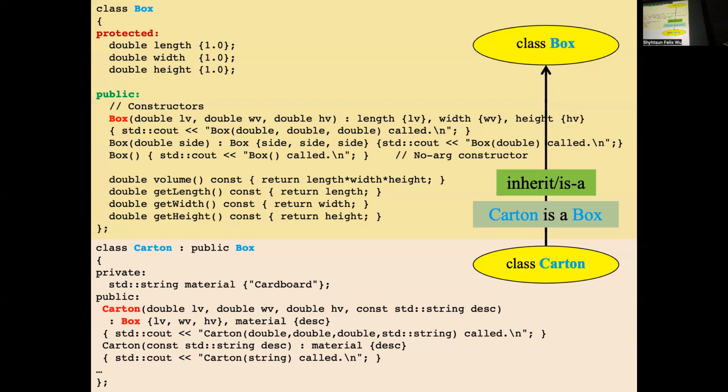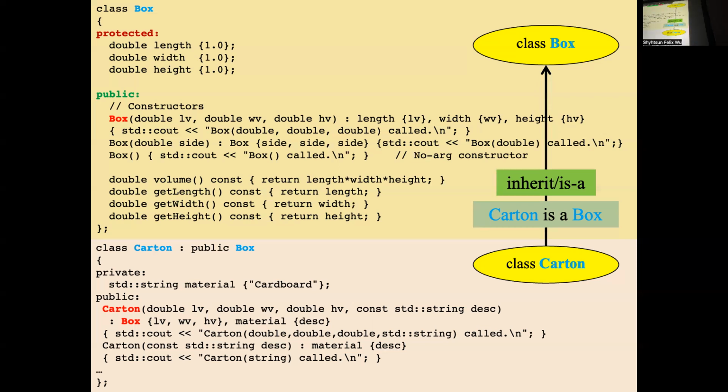In this case, we have two classes. One is called Box, one is called Carton. This is an example from your textbook in chapter 13. Essentially, I designed a class called Box, and I want to introduce a newer concept, a special kind of box called Carton. That's why I'm using an inheritance relationship. So let me show you the syntax. The syntax is actually fairly straightforward.